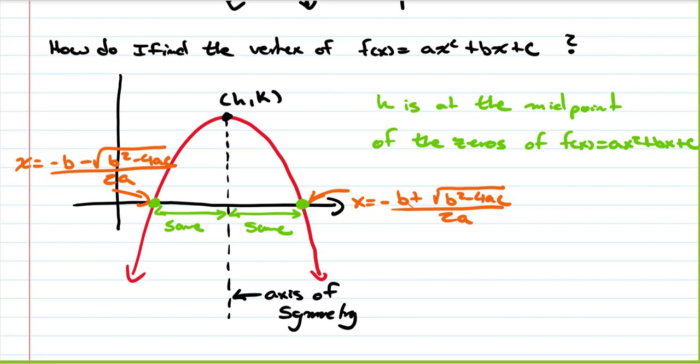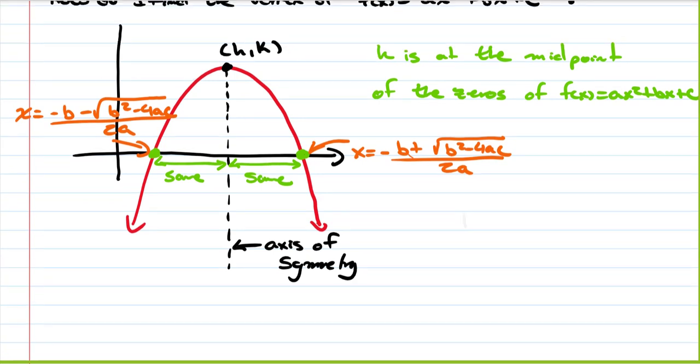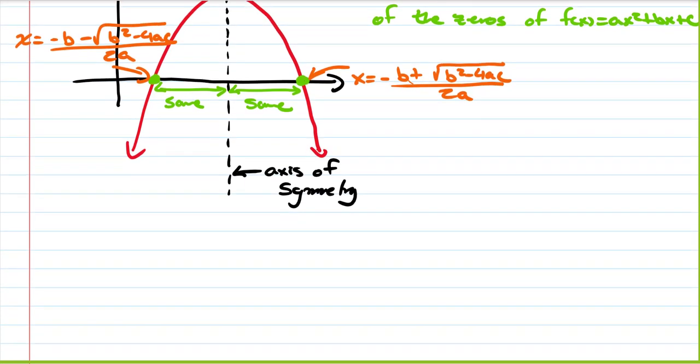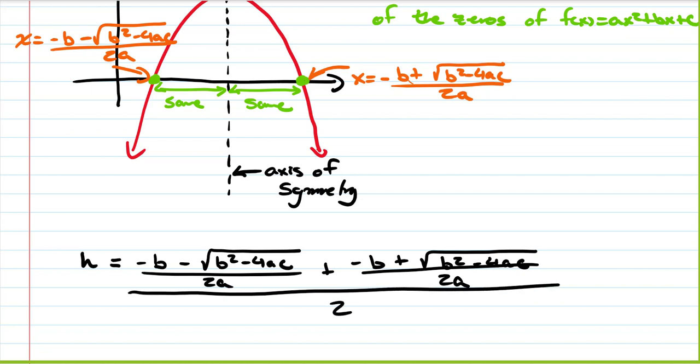So how do we find the number that is halfway in between two other numbers? Well, we find the midpoint by finding the average. So this number h that we're looking for is at the average of these two things. So h is equal to negative b minus the square root of b squared minus 4ac all over 2a plus negative b plus the square root of b squared minus 4ac all over 2a, and then all of that divided by 2. And you're like, wow, that's a mess.